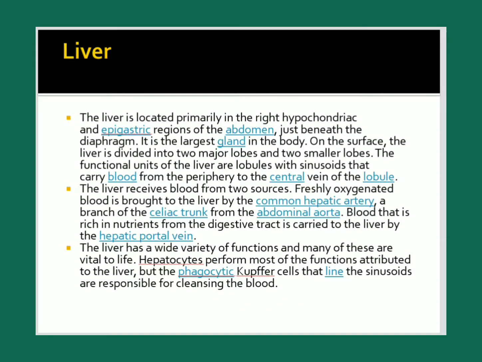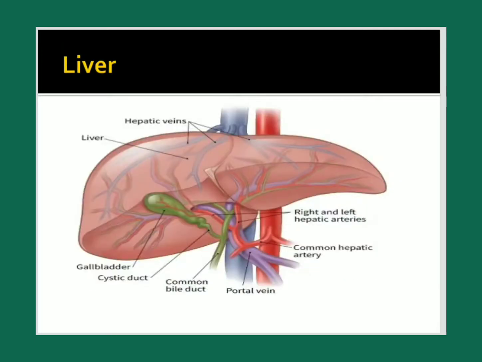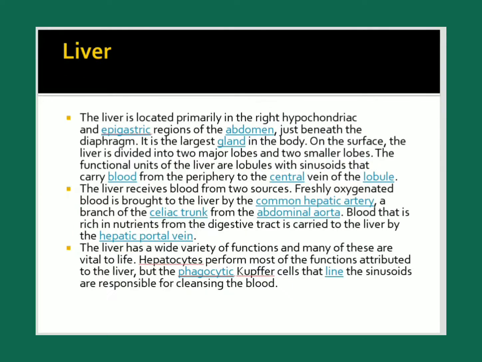The functional units of the liver are the lobules with sinusoids that carry the blood from the periphery to the central veins. Here, if you see the diagram, it contains the hepatic artery and the portal vein to transport blood. It receives blood from two sources. Freshly oxygenated blood is brought to the liver by the common hepatic artery, a branch of the celiac trunk from the abdominal aorta. Blood that is rich in nutrients from the digestive tract is carried to the liver by the hepatic portal vein.